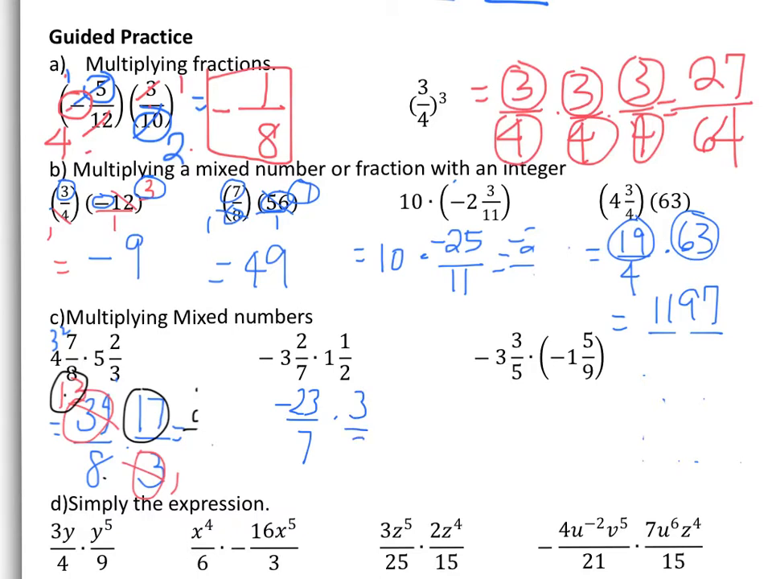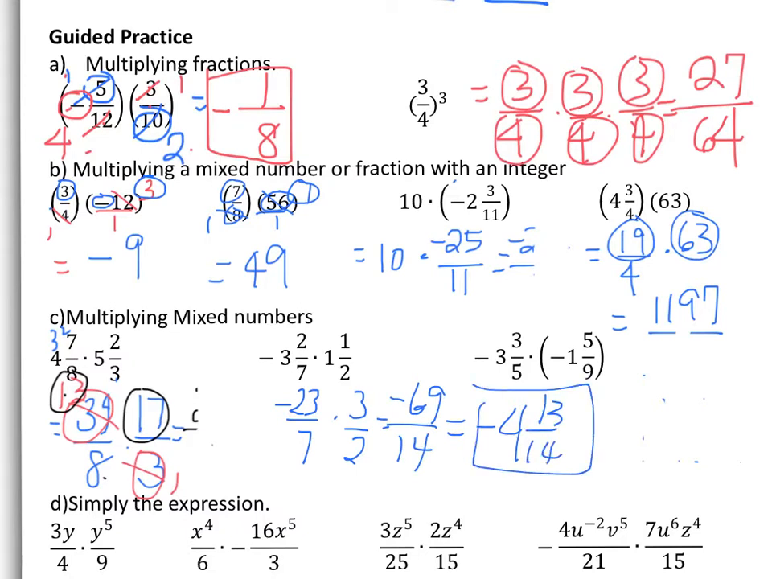And we can't simplify anything yet, so we just have to multiply. Negative 23 times 3 is negative 69 over 4. And then 7 times 2, 14. So negative 69 over 14. And we can change this to mixed form. So negative 4 and 13 over 14. Okay.